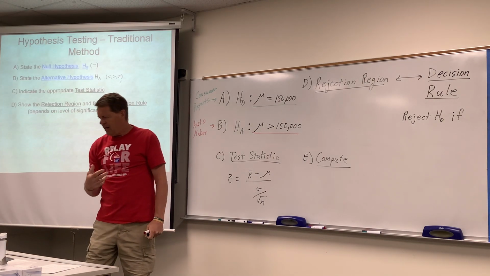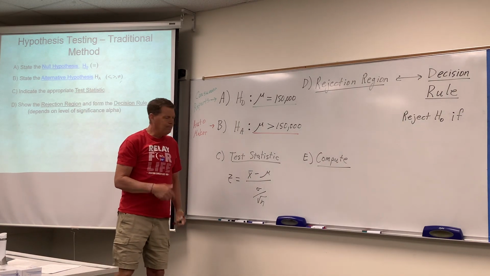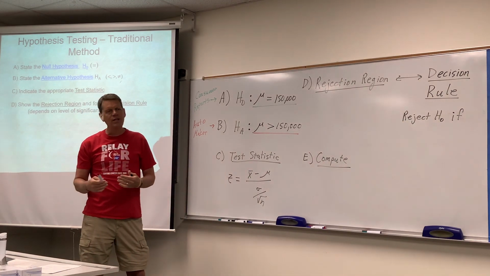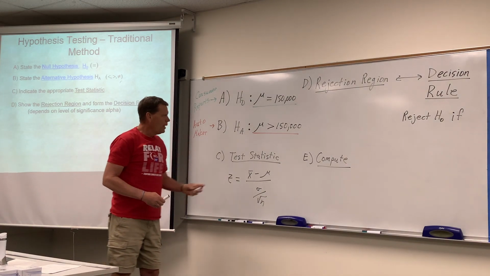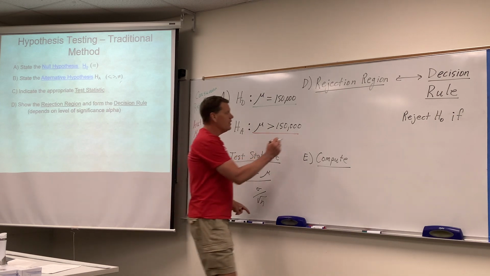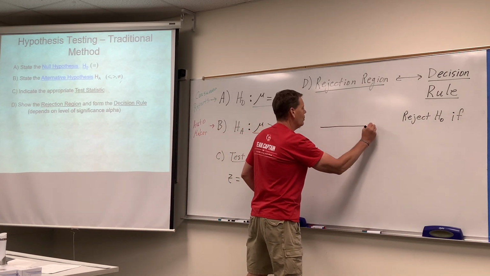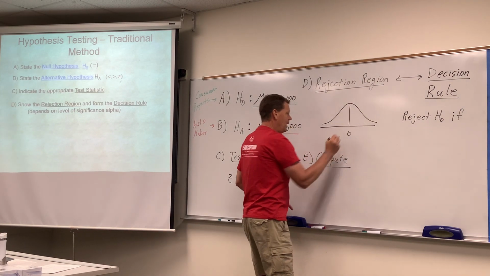We identify our rejection region and form our decision rule, and this is where we need to read the question to see what level of significance they want us to use. I will again point out that if this says Z, then we know that this would be our good old friend, the standard normal, bell curve Z, bell curve 0 in the middle.